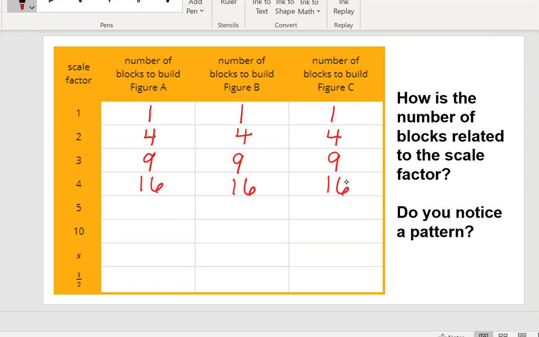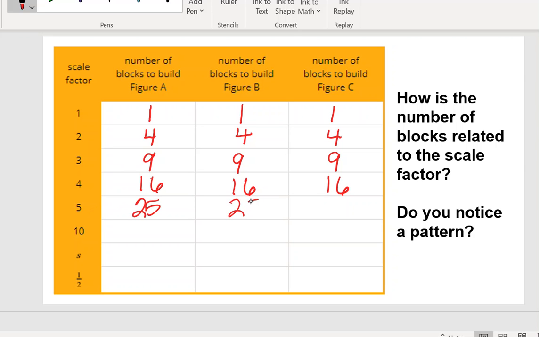Hopefully you're noticing that the scale factor, if it's multiplied times itself, gives you the number of blocks you would need to build that new figure. So 2 times 2 would give us 4. 3 times 3 would give us 9. 4 times 4 would give us 16. So how many blocks would it take if the scale factor was 5? If the scale factor was 5, 5 times 5 is 25.